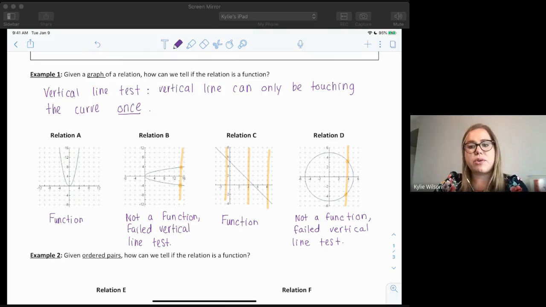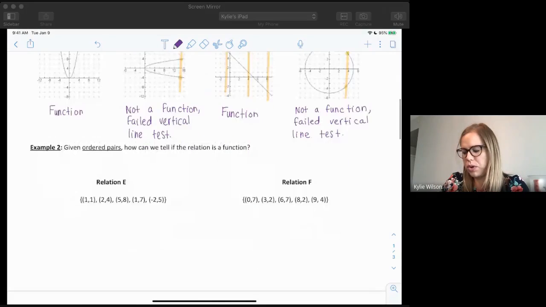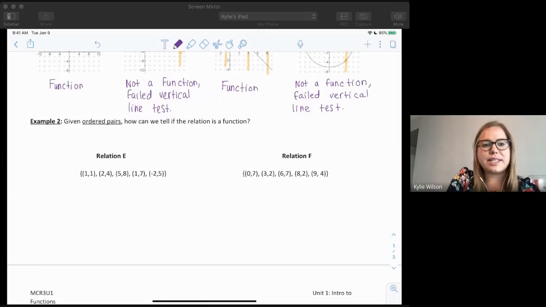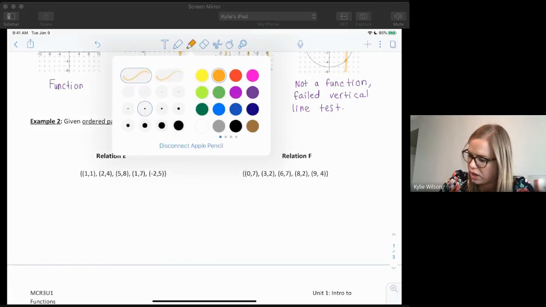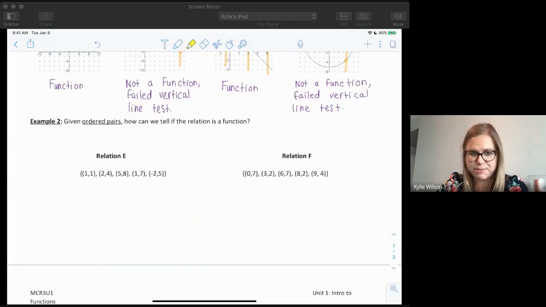So that's how I go about figuring out if it's a function with a graph or if I have a picture. Now we don't always have a picture. So if I'm just given ordered pairs, there is a way for me to tell if it is a relation or a function. When I look at my ordered pairs, I have to look at all of my x values and look for ones that are the same.